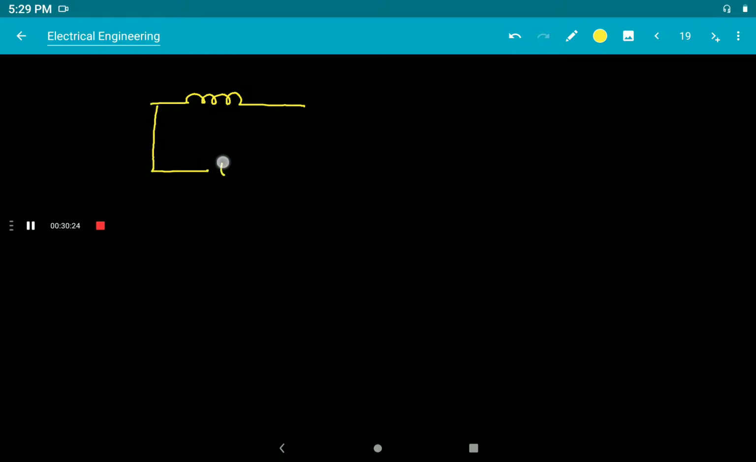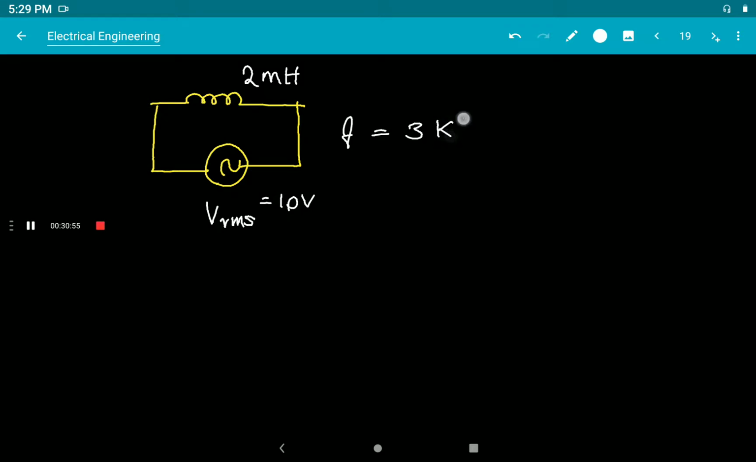Okay. Now the next question: you are given an inductive circuit, and a voltage is applied. The inductance value is given as 2 millihenry, the RMS voltage is given as 10 volt, and the frequency is given as 3 kilohertz. If millihenry is given, convert it to henry, and if kilohertz is given, remember to convert it to hertz.